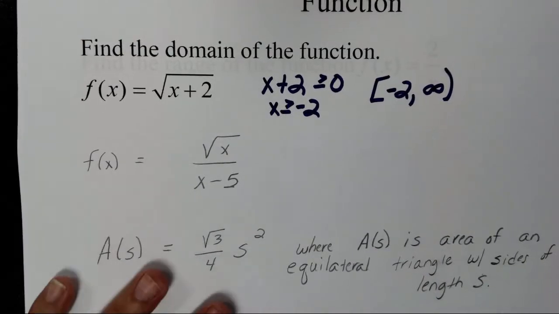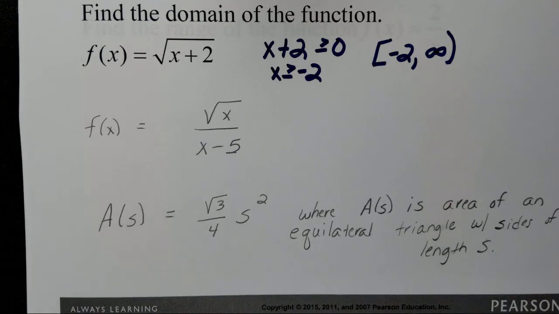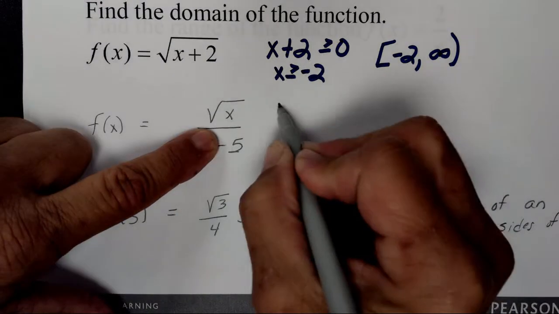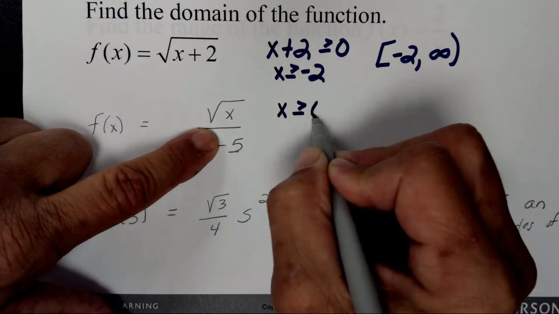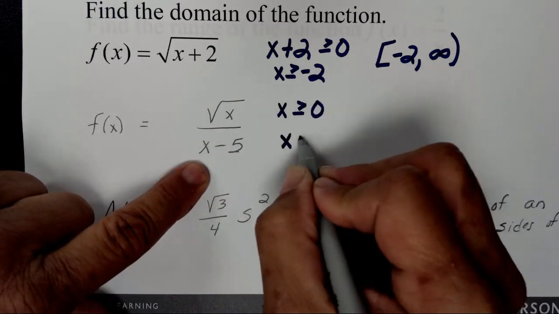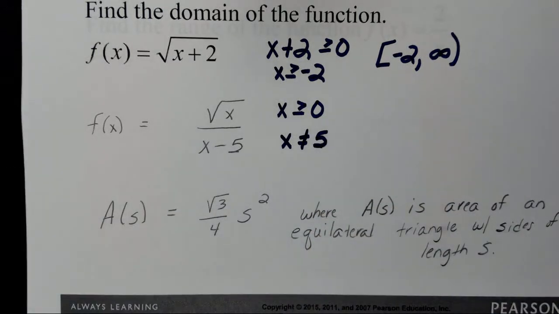Okay. Now, here's where it gets tricky. Do I have a rational function? Yes, because of that x in the bottom. Do I also have a square root function? Okay, so I got two things I got to deal with. According to this, does x have to be greater than or equal to 0? According to that, x cannot equal 5. So, my domain is everything bigger than 0, but it cannot equal 5.